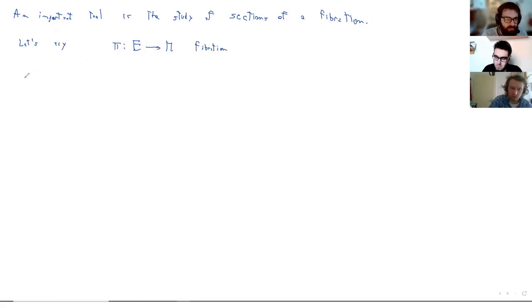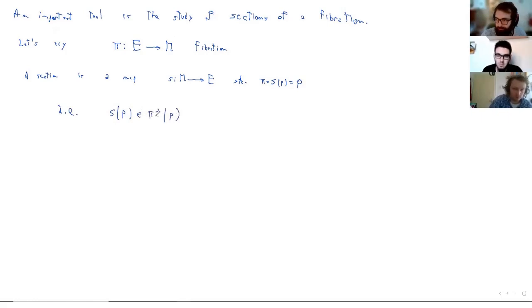So what is a section? A section is a map S from M into E, such that if you do S and then π, you just have the identity. So what this means is that S of P is in the preimage of P.